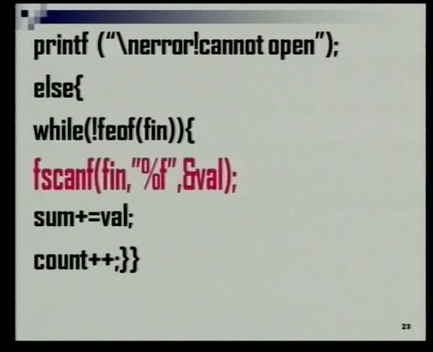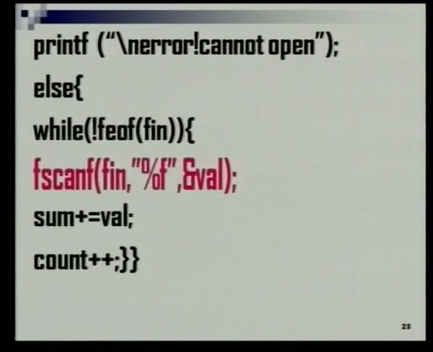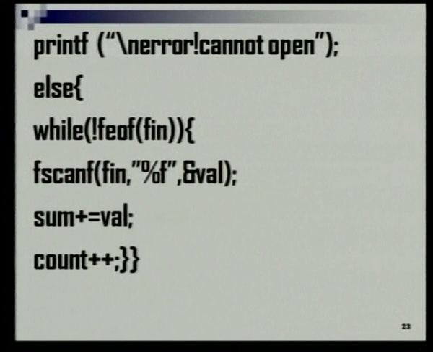fscanf(fn, "%f", &val): fn indicates the file, %f indicates the type of values you are going to read, and &val. So, val identifies each value that is being read from the file. All the values one by one, as you read the values, they are added to the sum variable. Sum is first initialized to 0.